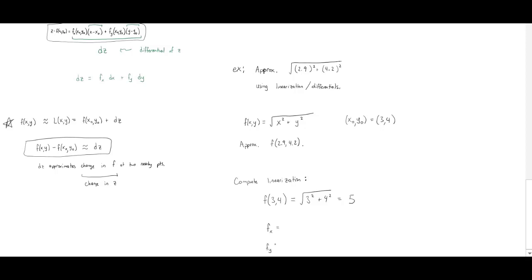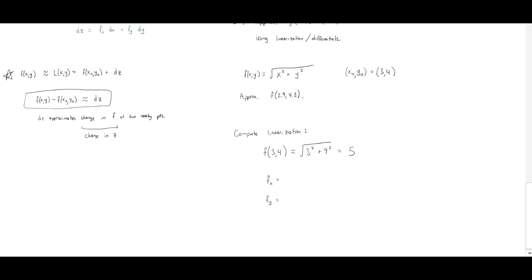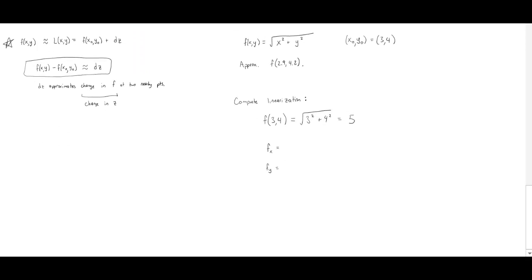All right, who could tell me the partial with respect to x? It would be 1/2 times x squared plus y squared, raised to the -1/2. Negative 1/2, yeah, so 1/2 minus 1. And then times 2x. And then fy will basically be the same thing, but with the y.